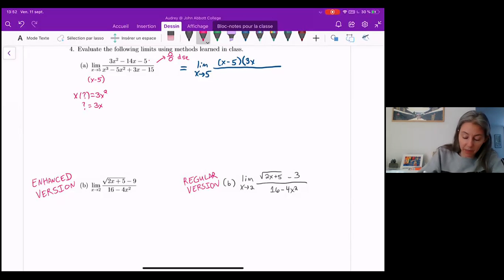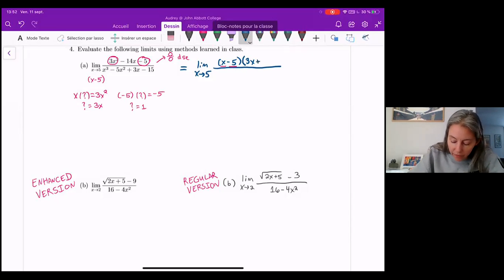Now I'm doing the same thing. We needed that 3x squared. I also need that negative 5. So negative 5 times question mark is equal to negative 5. I took the x, now I'm dealing with that negative 5. So in this case, my question mark is equal to a positive 1. So my other factor must be 3x plus 1.